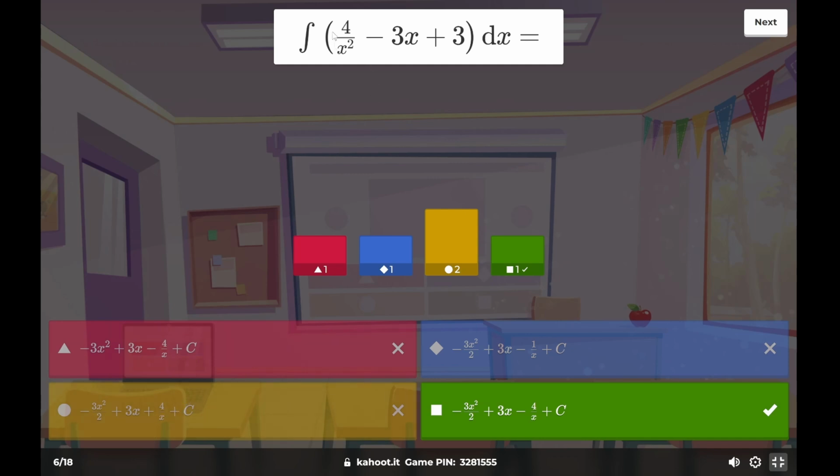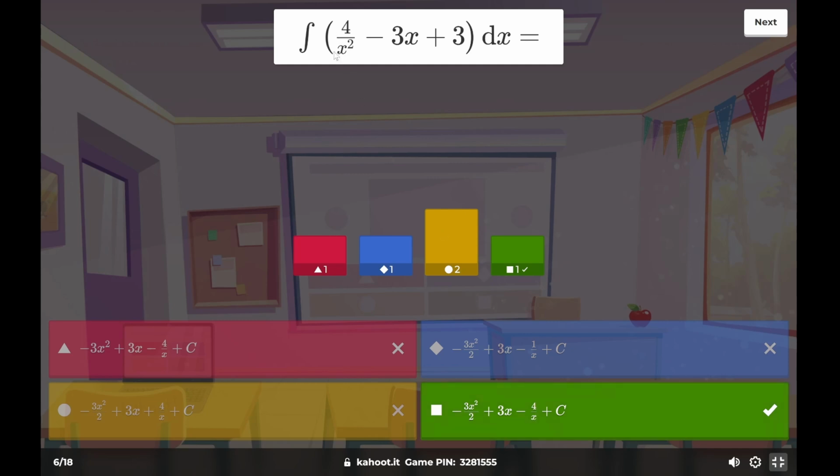The most important thing is how to integrate 4 over x squared. It might be better if we convert into negative exponent form, because the power rule is in terms of exponents. So if you have negative exponents here, it is 4 times x to the power negative 2. So if I increase the exponent by 1, I'm going to have x to the power negative 1, which is why it is in the denominator.